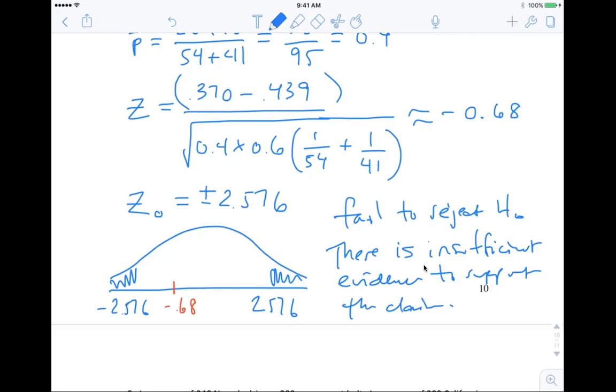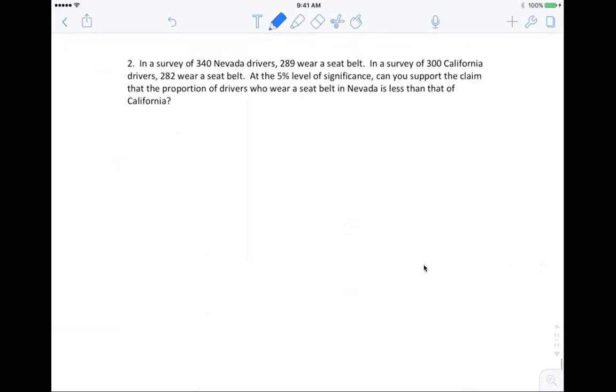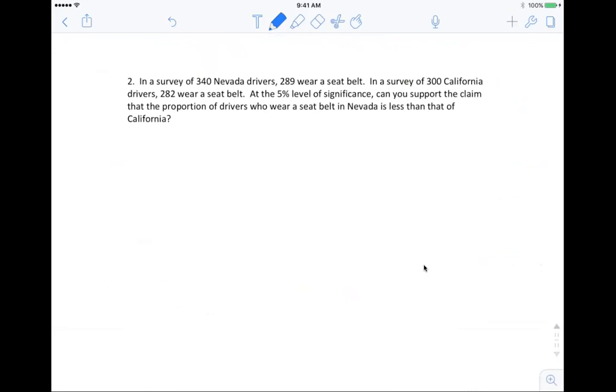Okay, insufficient because we failed to reject, support because HA was the claim. And that's that one. If you had to find the p-value, you can use the standard normal table or StatCrunch. Okay. Let's try another one. On this one, let's try doing this one using StatCrunch.